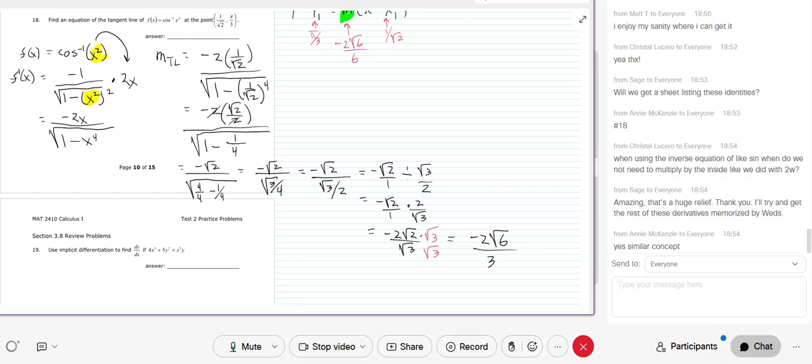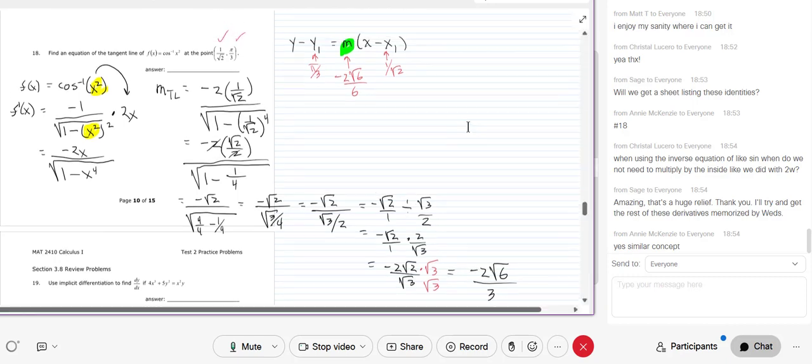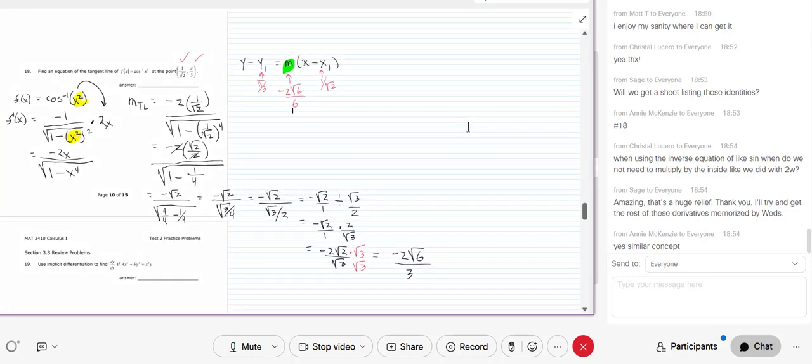And then the rest of the problem is just basically solving that for y. So I think you could probably take it from there. Okay, I'll do it if you need me to. But you're just going to have y minus pi over 3 equals -2 root 6 over 3. That should be a 3 right there. And then you would have x minus 1 over square root of 2. Okay, so just distribute, and then you could move the pi over 3 to the right side, and then you got it. Okay, so that was your question, Annie.